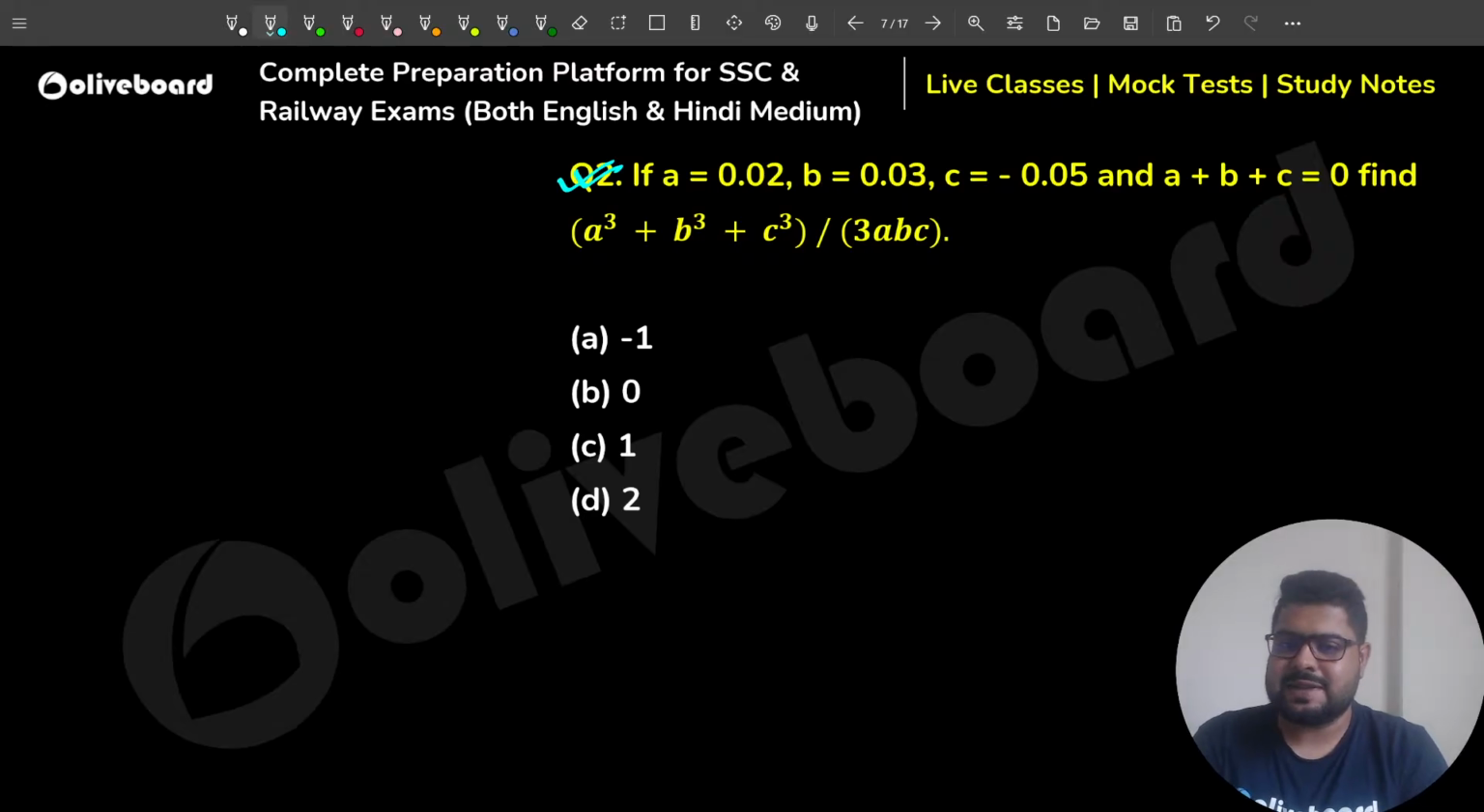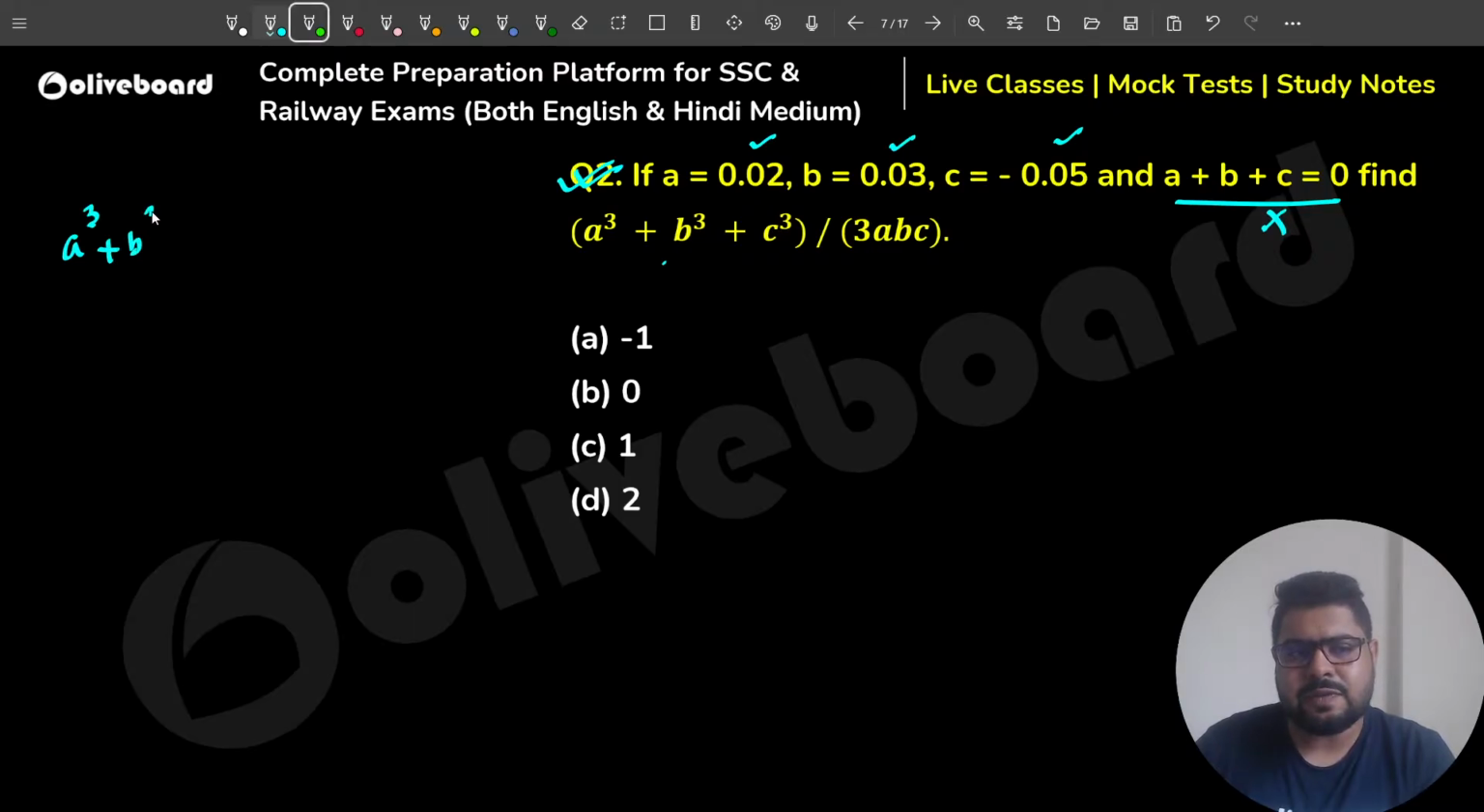How can we solve this, sir? Please understand, even if a plus b plus c was not given as 0, just by looking at the values, we could have said a plus b plus c is 0. So what can you do? a cube plus b cube plus c cube by this. But again, we do not have any formulas for a cube plus b cube plus c cube. Rather, we have a formula for this.